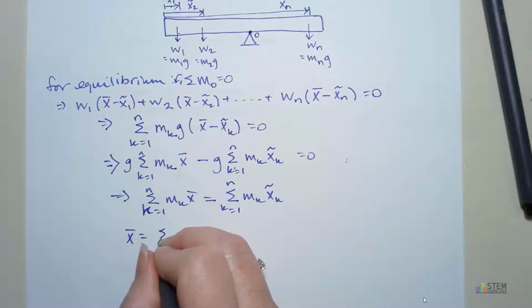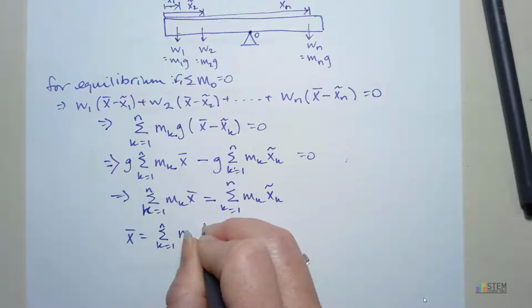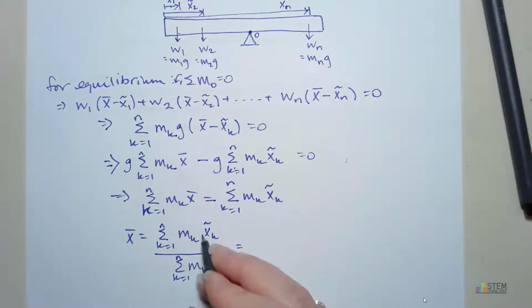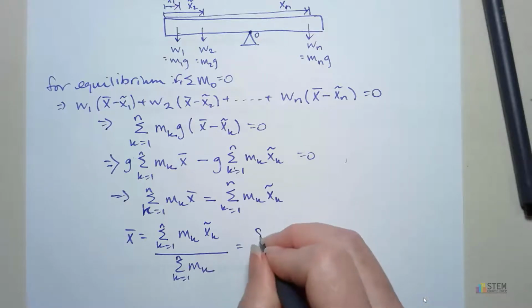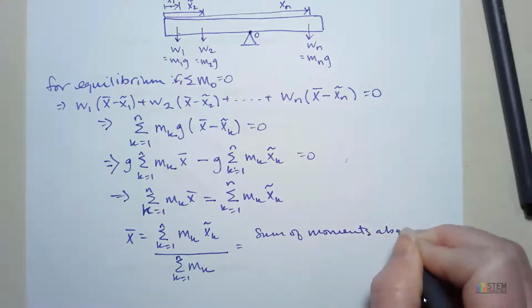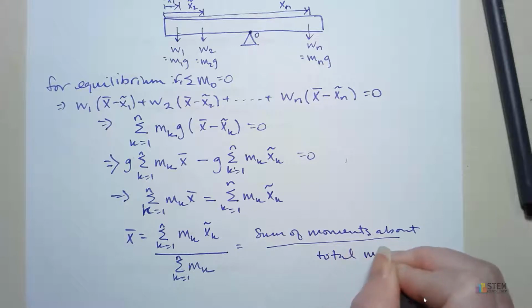If we do that, we get the summation k equals 1 to n of m_k x_k tilde. We're going to divide that by the sum going from 1 to n of m_k. So now if you look at what we've got here, this top part is going to be the sum of the moments about O. That's where we get that from, and then you divide that by your total mass.